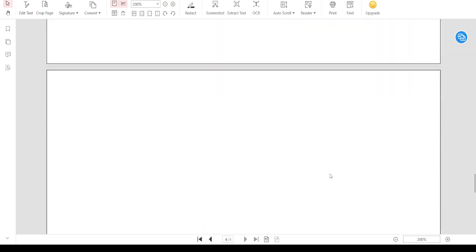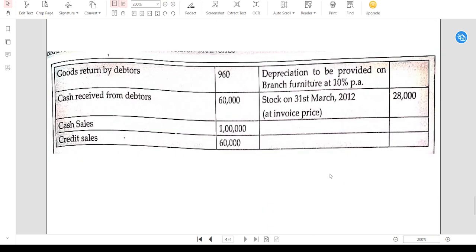And after this, we have cash sale, credit sale, goods returned by debtor, cash received from debtor. See, cash received from debtor is given 60,000. Cash received from debtors given, this stock given, depreciation given.